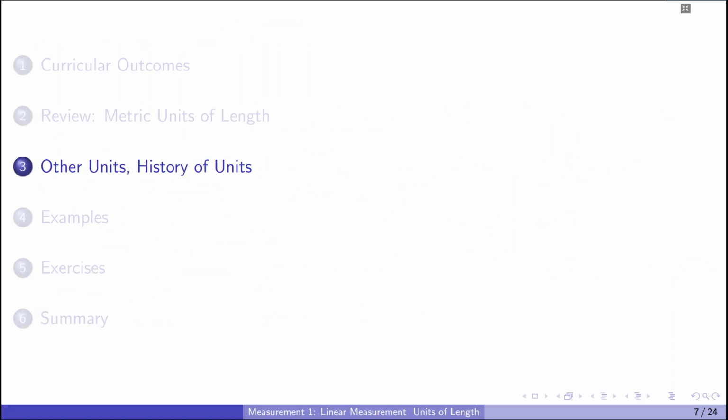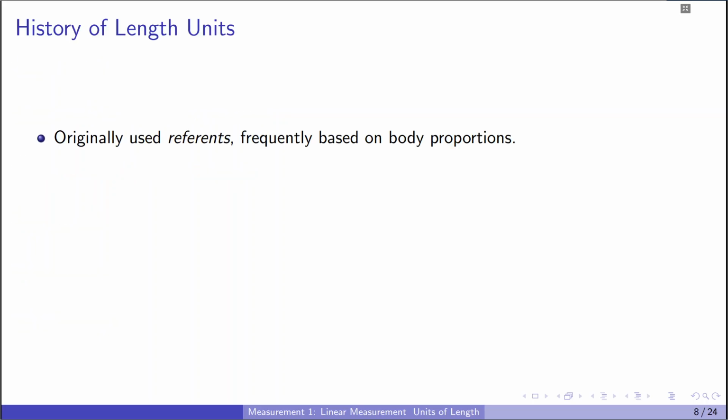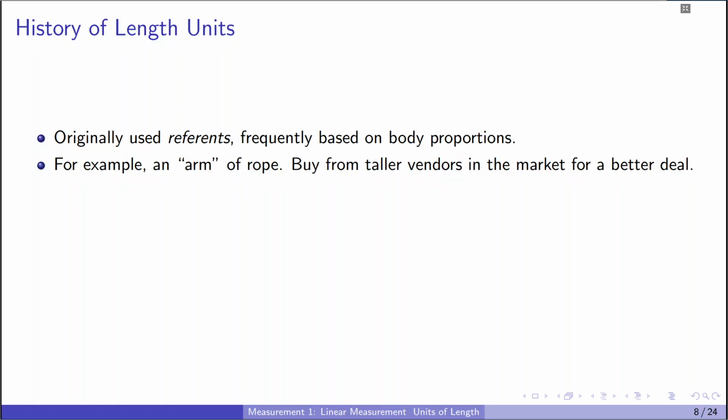So let's take a look at some other units in the history of units. Historically, we started with reference, frequently based on body proportions. So not a formal unit of measure, but something you could refer to. For example, an arm of rope. In this case, people would buy from taller vendors in the market for a better deal, just their arms were longer.